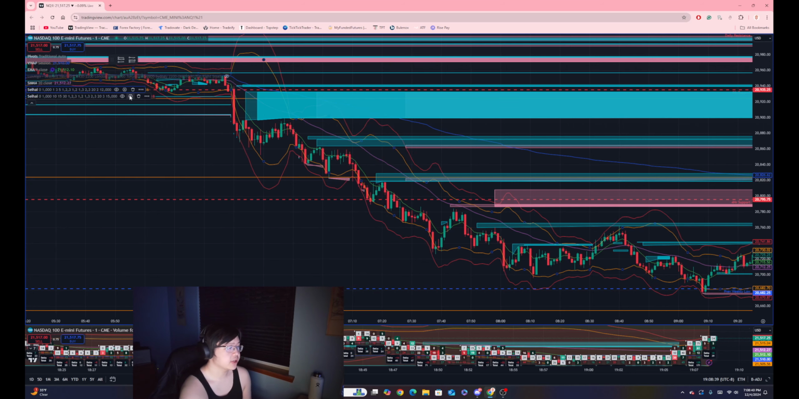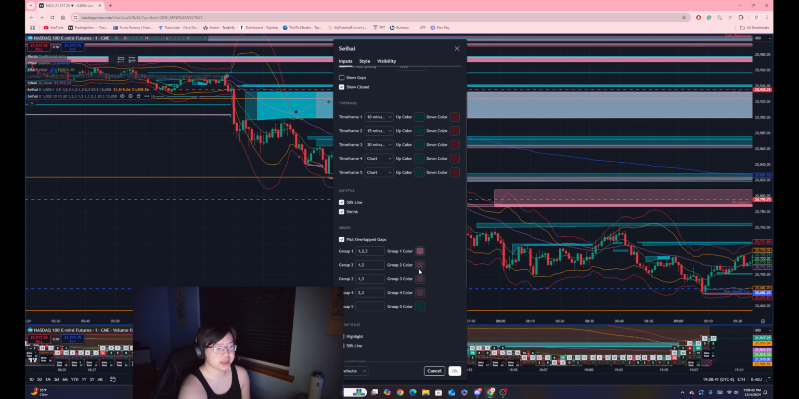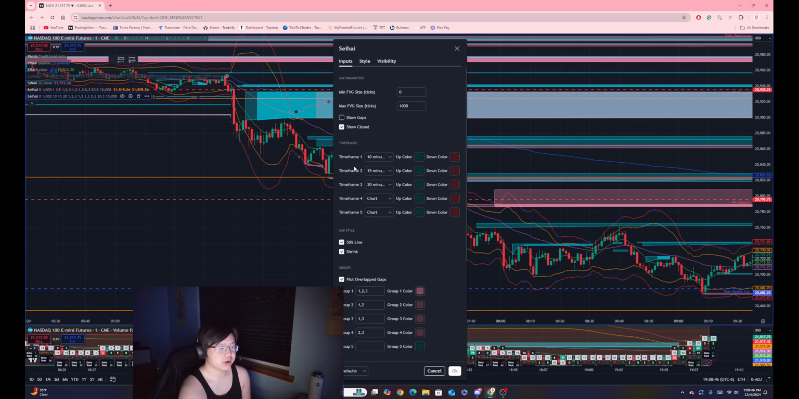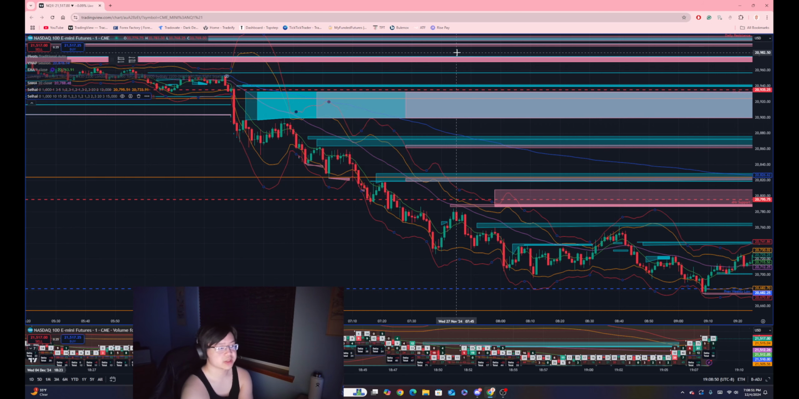And then I have another instance of it running in pink bars, and basically this just shows the same overlapping fair value gaps for the 10, 15, and 30-minute time frames.